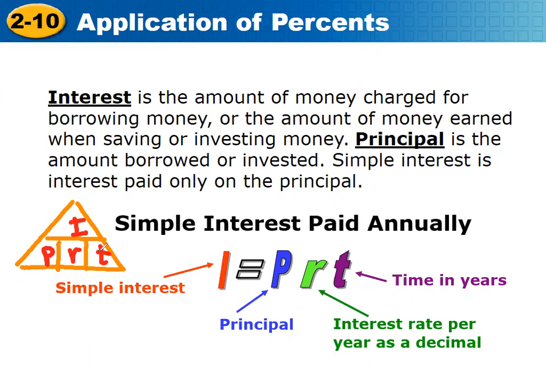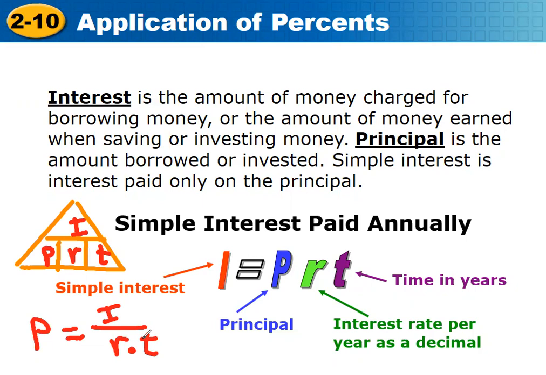If you are looking for the value of the principal, because not all the questions will ask you to find only the interest, maybe they are going to ask you to find the principal. Then we are going to hide P. If you hide P, what do you have? It's interest divided by R times T. And the same idea.